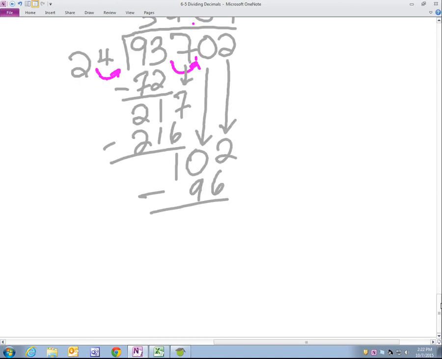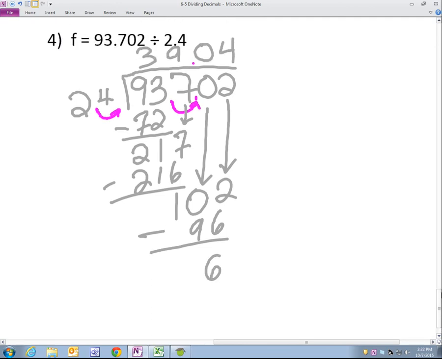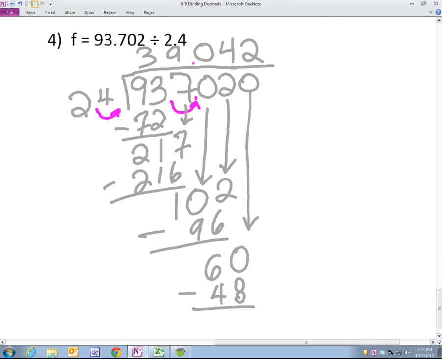So 102 divided by 96, there's going to be 6 there. I need to bring this more because I need to add another digit. 60. It's going to go in twice only. 48. Now I should start to think, okay, if I get one more number that doesn't get out to 0, I might need to double check myself. So I have 12 here. Need to bring this one down. Hopefully this will come out to be 0, because if it does, that means I'm done.